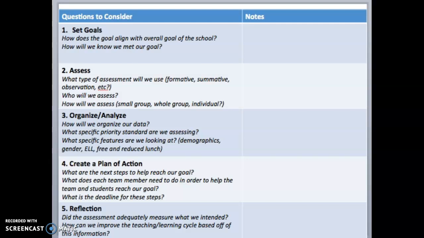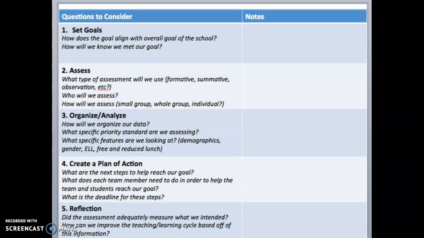Next would be to organize and analyze the data. So how will we organize our data? If we are doing an assessment relating to priority standards, asking what specific priority standard are we assessing, what specific features are we looking at.